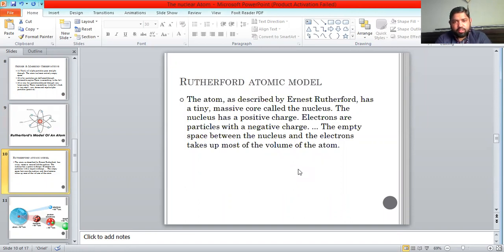So Rutherford concluded that an atom has a tiny massive core called the nucleus. The nucleus has a positive charge. Electrons are particles with negative charge. The empty space between the nucleus and the electrons takes up most of the volume of the atom.